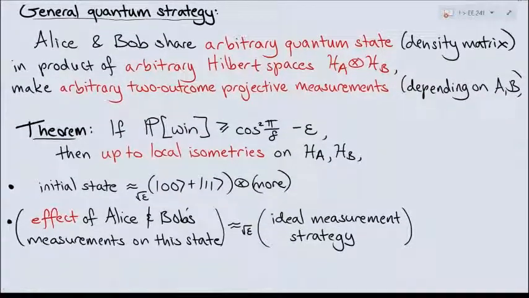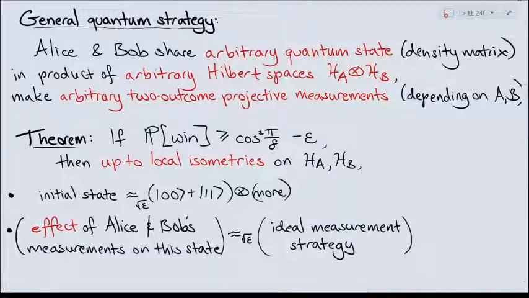So let me state the first rigidity theorem. Here we assume that these two devices share an arbitrary quantum state, an arbitrary density matrix, and they have arbitrary Hilbert spaces HA and HB, which could be infinite dimensional, and they're not qubits or anything necessarily. And they can make arbitrary projective measurements on these states to determine their outcomes.